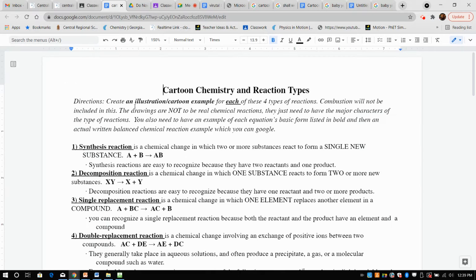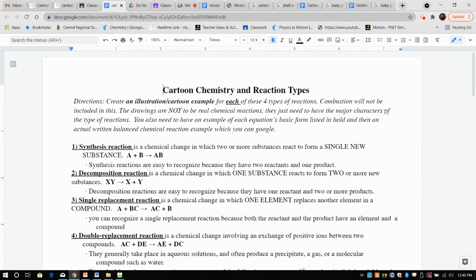All right. So you're going to create an illustration or cartoon example of each of these 4 reactions listed below, not including the combustion reaction. Now, the drawings are not to be just real chemical reactions. They're not supposed to be like, mix this in a beaker and this, and I got this solution or whatever. No. I want it to be something easier to be understood. So we're going to look at a couple examples in a minute.